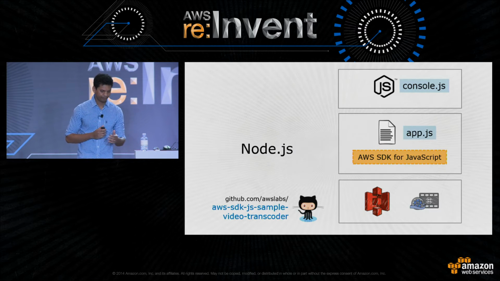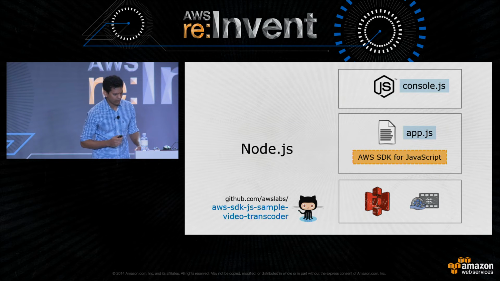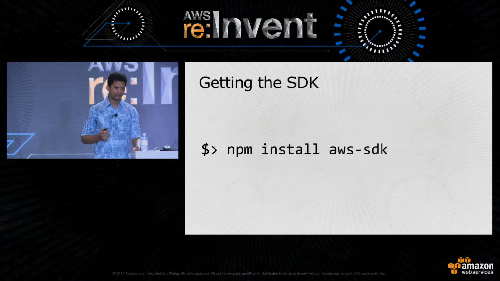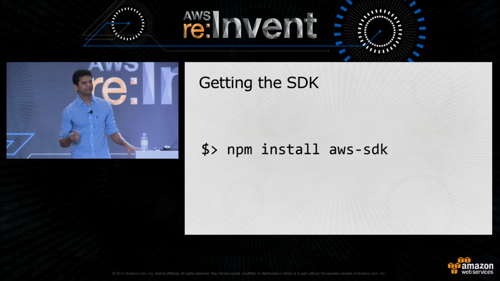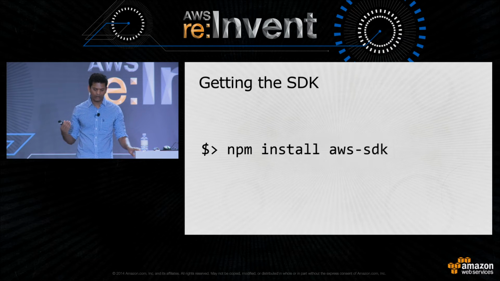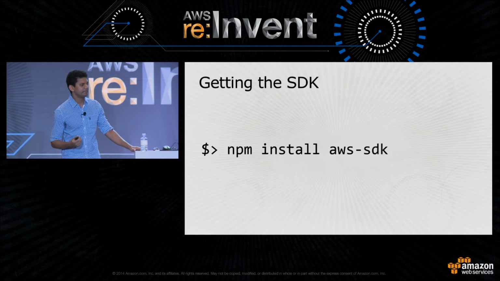Now, in Node.js, the console.js file contains all of the logic that is required to interact with the UI, the UI, in this case, being the command line interface. There are some steps involved, however, in getting the application to run on Node.js. The first of them is getting and installing the SDK itself, and on Node.js, you can do this using the npm install command.